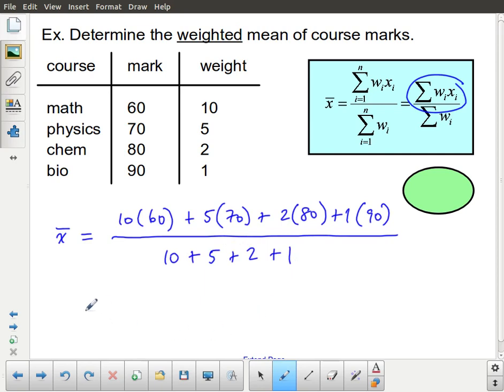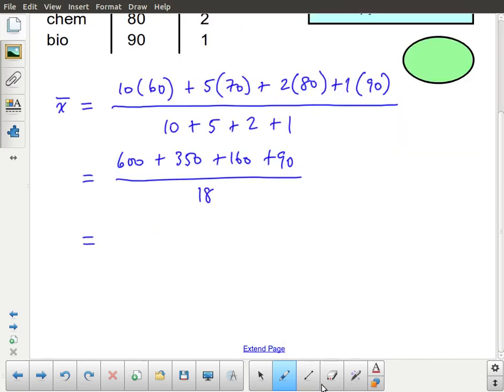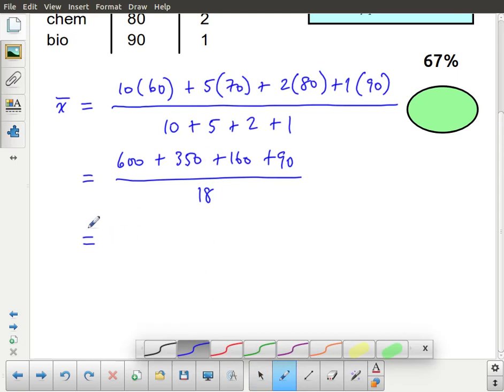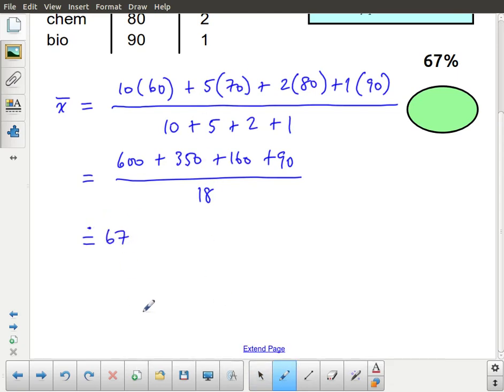I didn't do this sum in advance, so I've got the answer here under the green bubble. This one would be 600 plus 350 plus 160 plus 90, divided by 18. We add all of that up, and we end up with an average of 67%. So this is approximately 67. That's what the person has for their weighted mean.